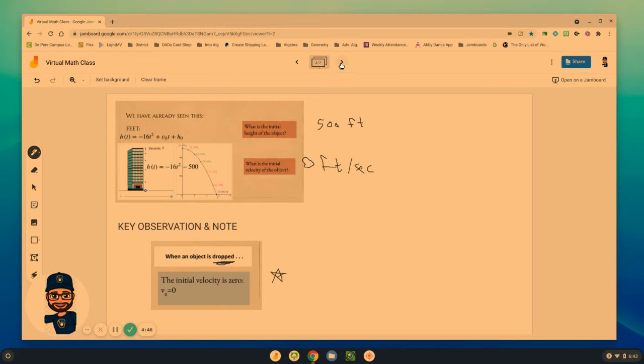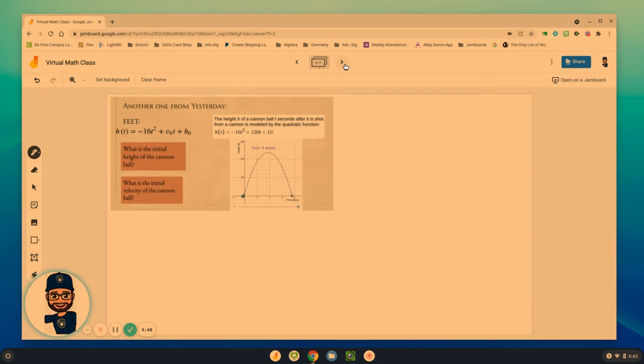Now, the second one you worked on was this cannon, and it was modeled by this equation. Negative 16t squared plus 120 times t plus 10.